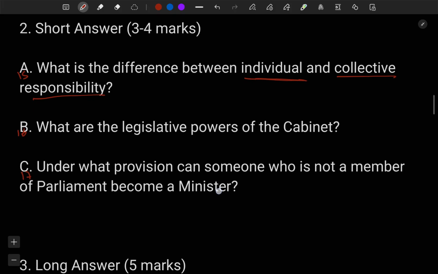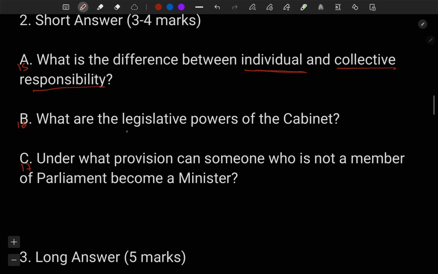Moving forward, what are the legislative powers of the cabinet? They have the power of introducing bills in the house. They are the source of information, and they have the power to bring a bill for amending the constitution. They cannot directly summon the houses of Parliament, but they can ask the President to summon them. When the President delivers the first special address after the first general election, they have to pass it, and they can also issue ordinances, which they have to pass too.